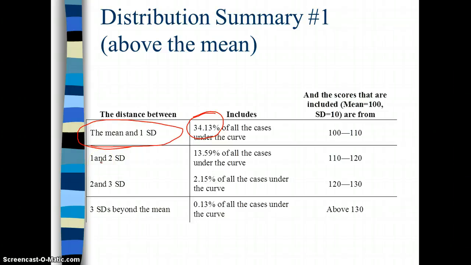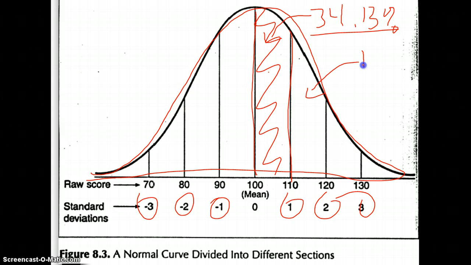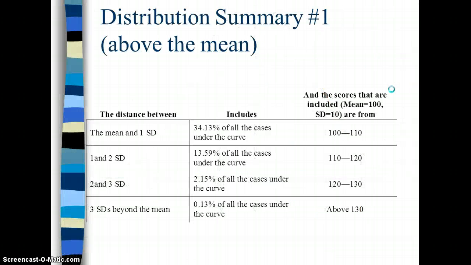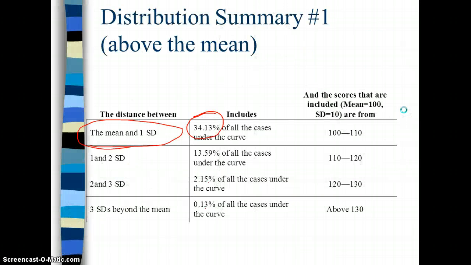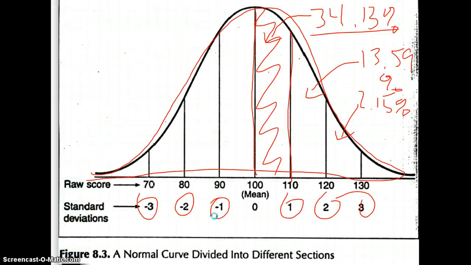Between 1 and 2 standard deviations is 13.59%. Between 2 and 3 standard deviations is 2.15%. And then between 3 standard deviations and beyond is 0.13%. So you can see that we have a lot that are right around the mean.